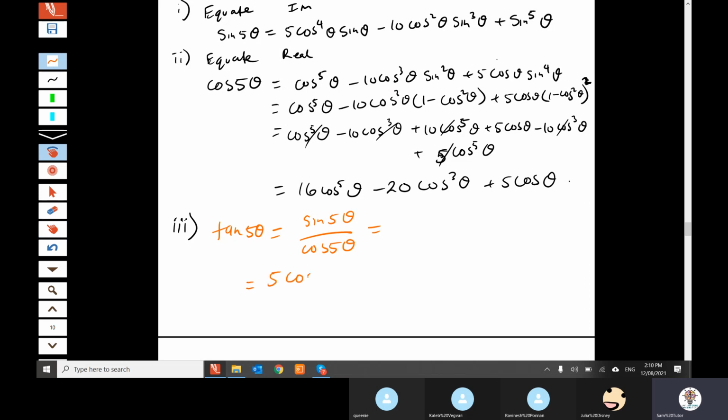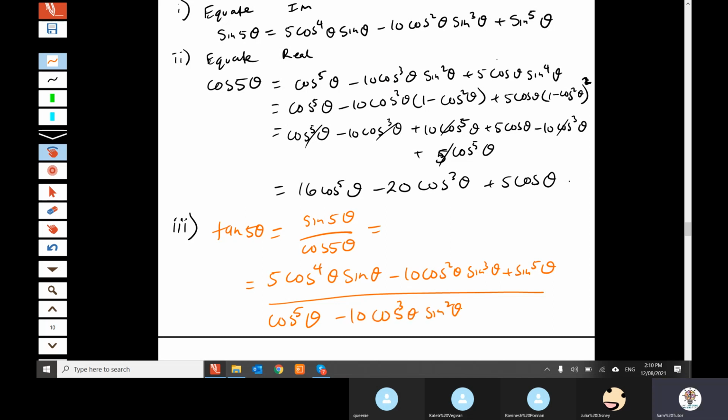Sine 5 theta is 5 cos to the 4 minus 10 cos squared sine cubed plus sine to the 5, all over 16. Nope, not 16, don't choose that one. Cos to the 5 minus 10 cos cubed sine squared plus 5 cos theta sine to the 4. So you've got to use the original ones, that one and that one. If they ever tell you to get them in terms of just sines and cosines, be careful not to use that version, but use the original version, the first line. Any questions so far for tan?